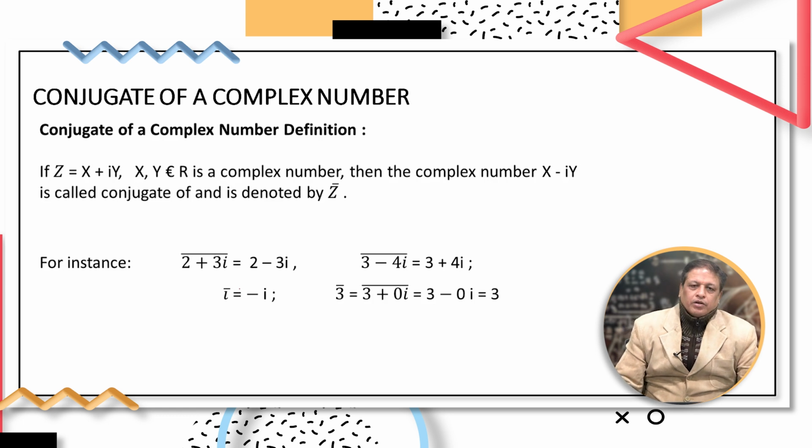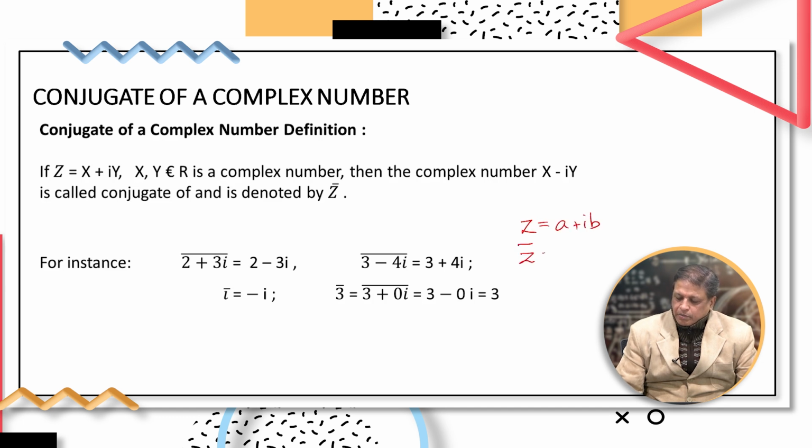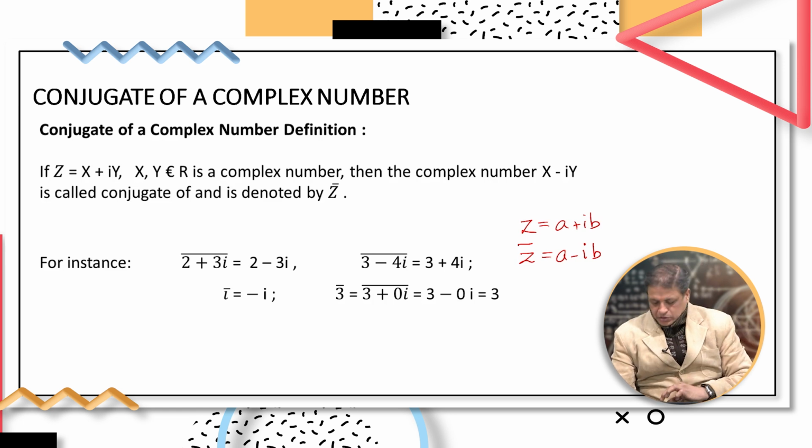The conjugate of a complex number is an important concept. For a complex number z is equal to a plus ib, we learned that its conjugate, z bar, will be given by a minus iota b. So the sign of the imaginary part is altered, that is, it becomes from positive to negative or negative to positive, and we are supposed to find the conjugate of the complex number.